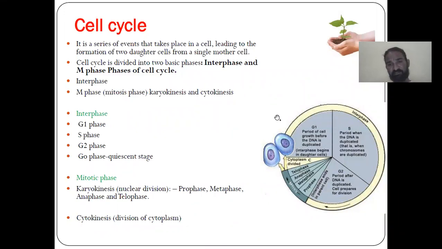Just see that the cell starts here: first it enters the G1 phase, then the S phase, then the G2 phase. After completion of the interphase, the cell enters the mitosis phase. In the mitosis phase, it first enters karyokinesis, which has four phases: prophase, metaphase, anaphase and telophase. After karyokinesis, meaning nuclear division, the cell undergoes cytokinesis, in which the cytoplasm is divided and two cells are formed.